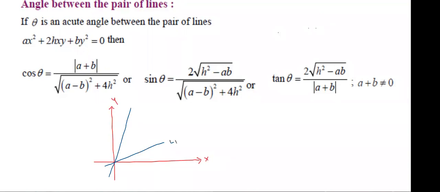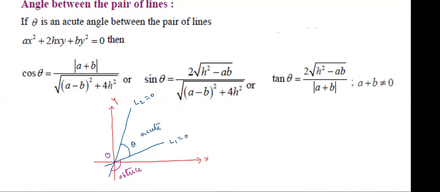So this is L1 equal to 0. This is L2 equal to 0. The combined equation of L1 and L2 is called the pair of lines. The angle between the pair of lines, this is one type of angle. This is the acute angle. Then where is the obtuse angle, students? This is also an angle, but it is obtuse. The point of intersection is the origin. A homogeneous equation always passes through the origin.